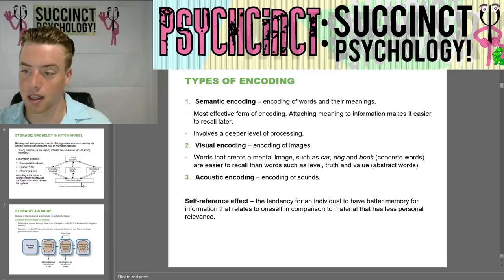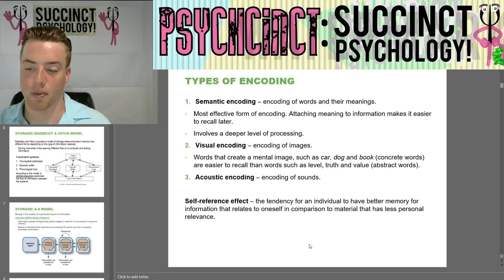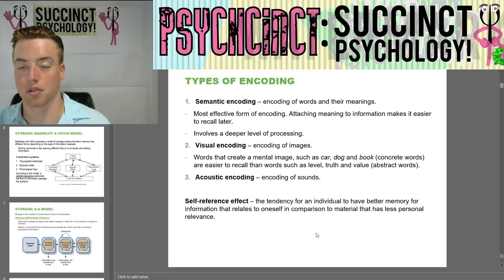Now, a self-reference effect is a tendency for an individual to have better memory for information that relates to oneself in comparison to material that has less personal relevance.